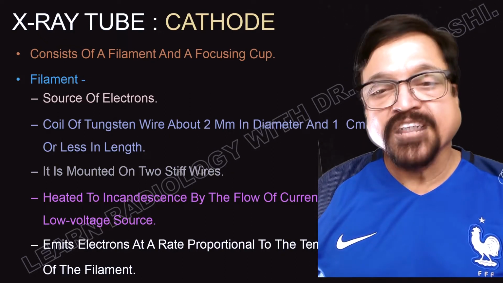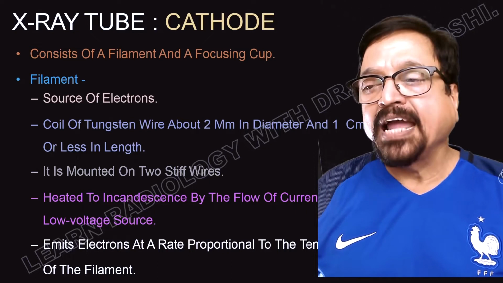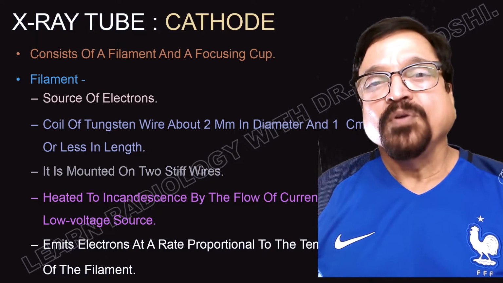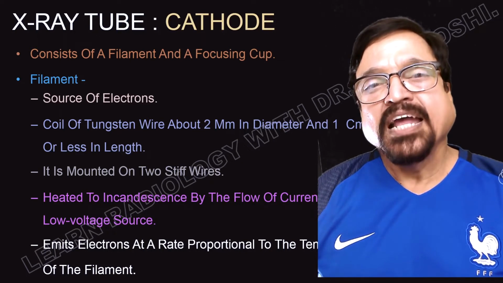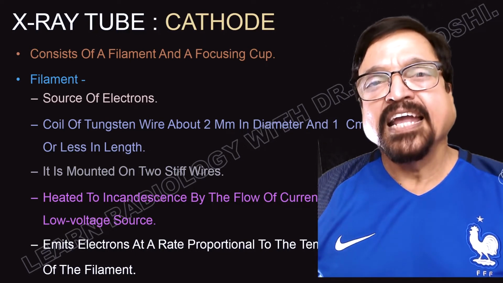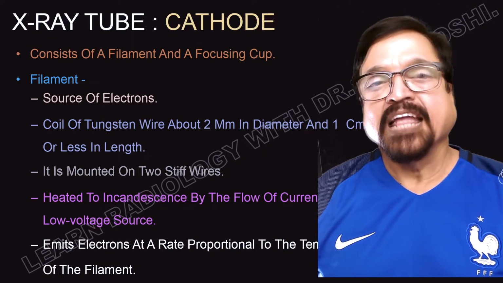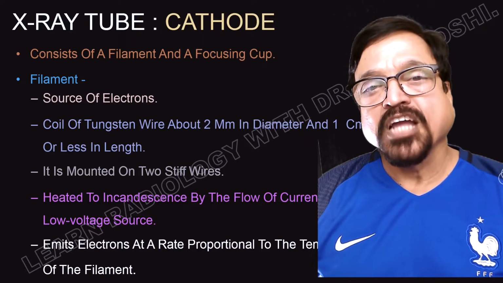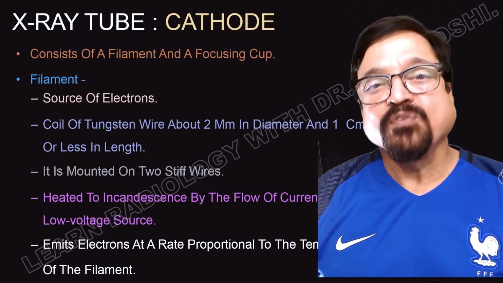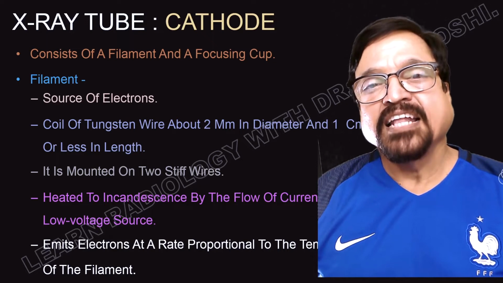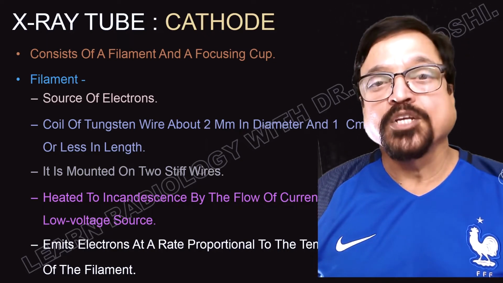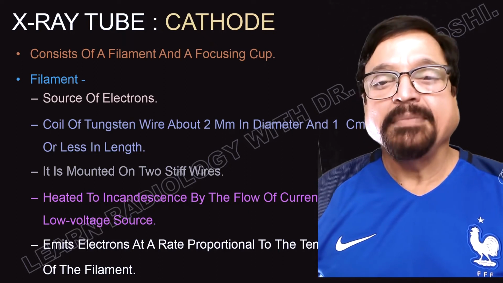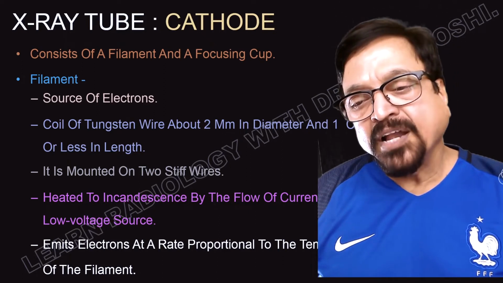A coil of tungsten makes the filament. It is 2 mm in diameter and 1 centimeter or so in length. Many tubes have 2 filaments. Because we need sharp images, we use a different filament, and if there are heavy exposures like lumbar spine or angiographies, we have to use a larger focus. So a smaller focus works for a sharper image but at low mA, and a larger focus works for angiographies and large, heavy radiographs where more exposure is required. The filament is mounted on 2 stiff wires.